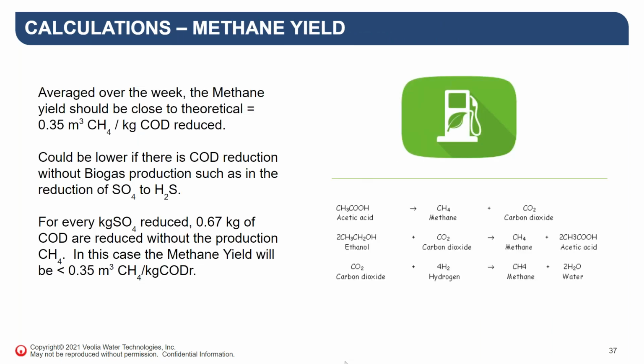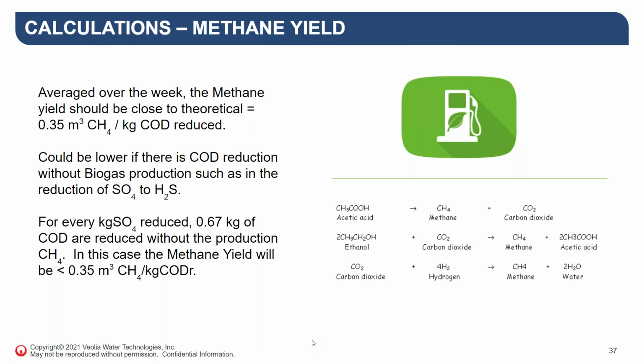Okay. The methane yield, why do I care? We measure this because there's a standard amount. If you took a mole of sugar and broke it down into methane and CO2, just from the chemical equation and the ideal gas law, you would know that you could theoretically make approximately 0.35 cubic meters of methane for every kilogram of COD that was reduced.